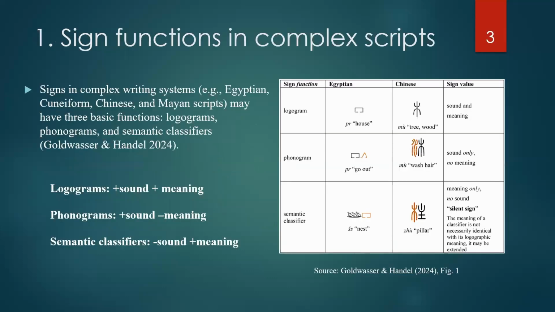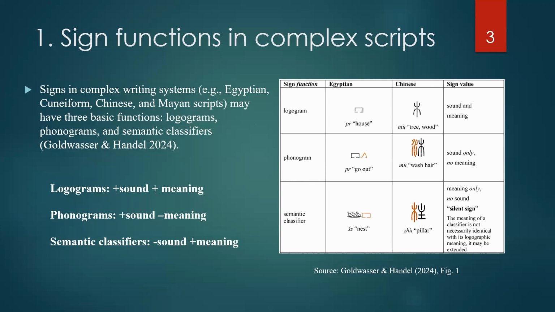Before I dive into the special group of SS compounds, I want to give you some typology background for complex writing systems. Signs in complex writing systems, such as Egyptian, cuneiform, Chinese, and Mayan scripts, may have three basic functions: logograms, phonograms, and semantic classifiers. Signs functioning as logograms have both sound and semantic values. Signs functioning as phonograms only have sound values, while semantic classifiers only have semantic values. They are seen but not heard.